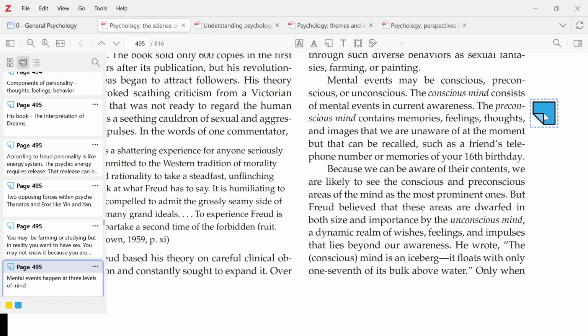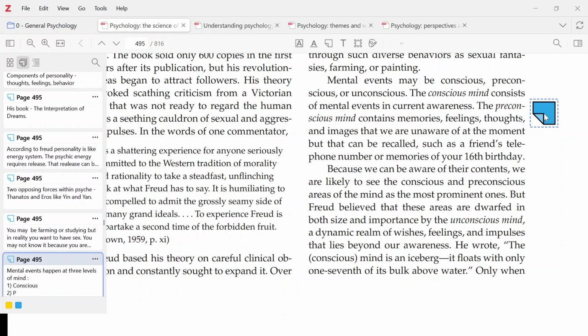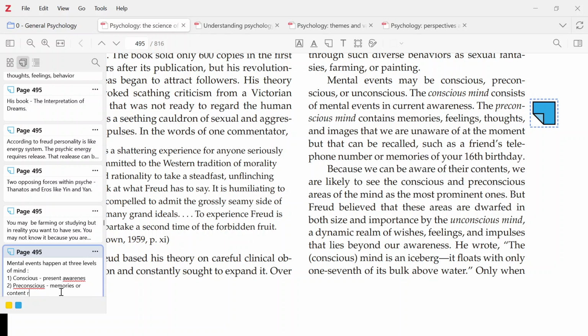So mental events happen at three levels of mind. Level one is the conscious mind, and level two is the pre-conscious. What is the conscious mind? Present-day awareness. And what is the preconscious mind? Memories or content recallable through effort. So that would be a good summary of the paragraph. That's how you annotate.